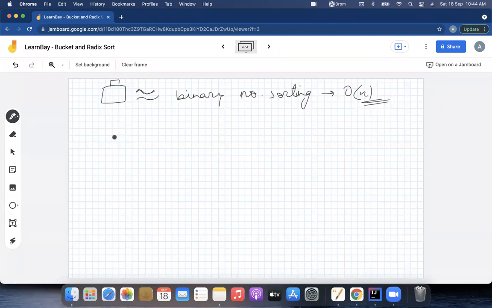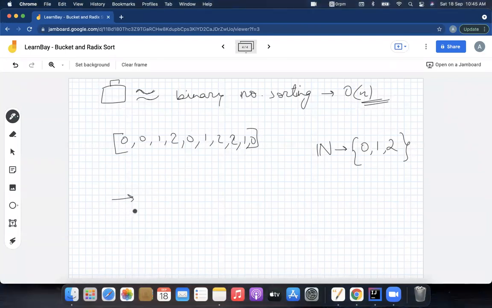Now let's make it a little bit more complex. Okay. So let's say you have the same array, but now the numbers can be in range 0, 1, and 2. So now I'm increasing my range, and you have these numbers. So now what will be our algorithm? Now, how can we sort this array? And what will be the time complexity to sort this array?